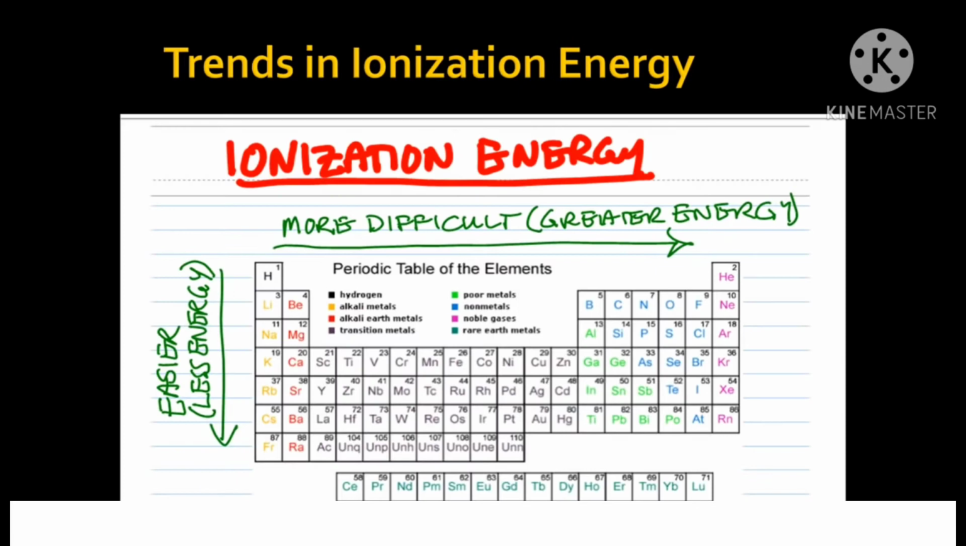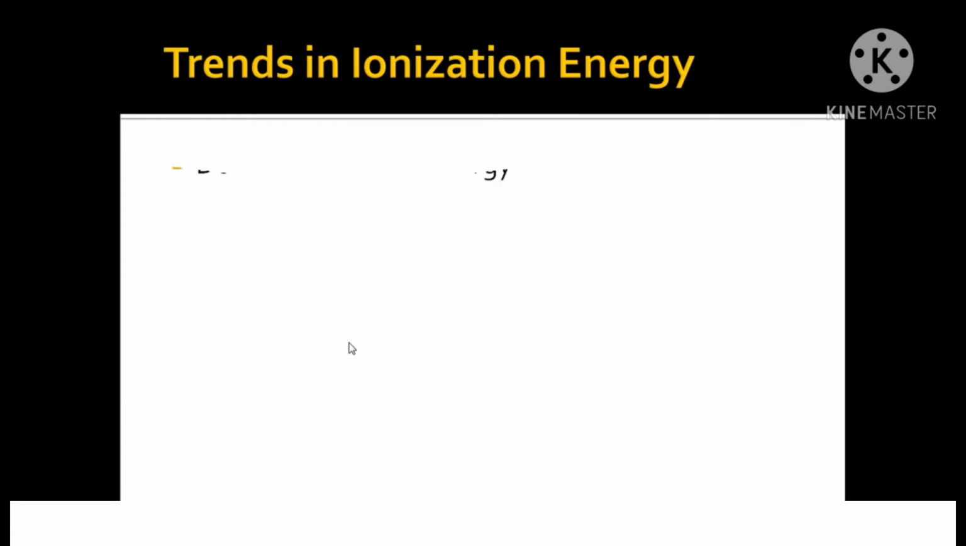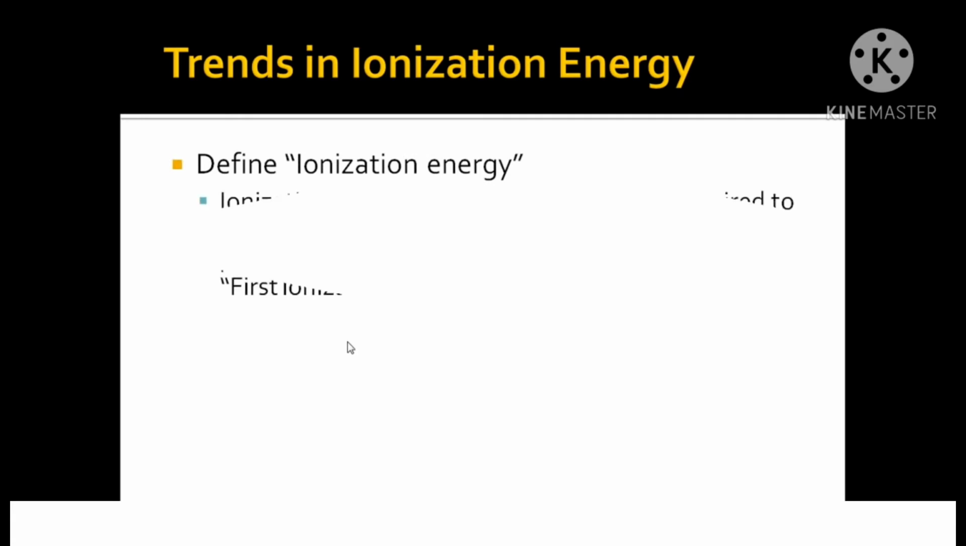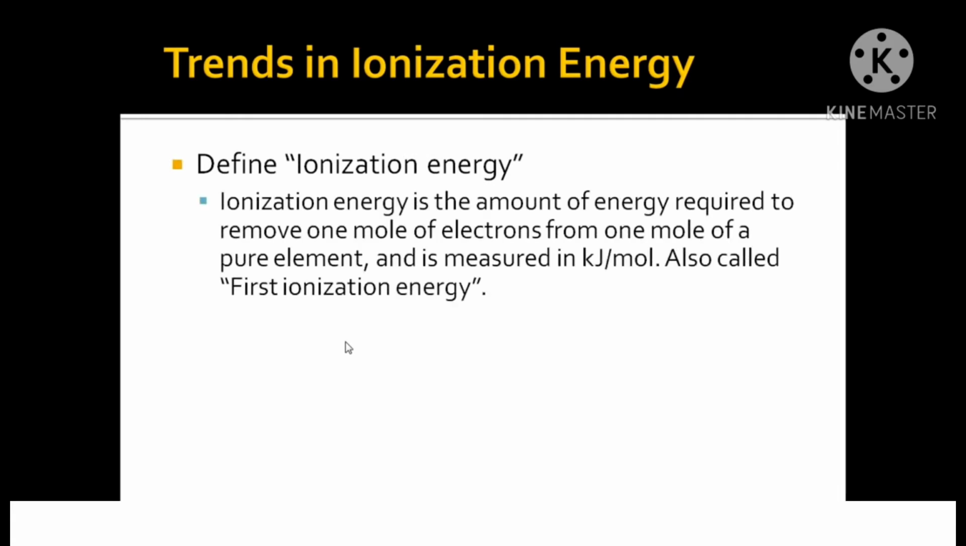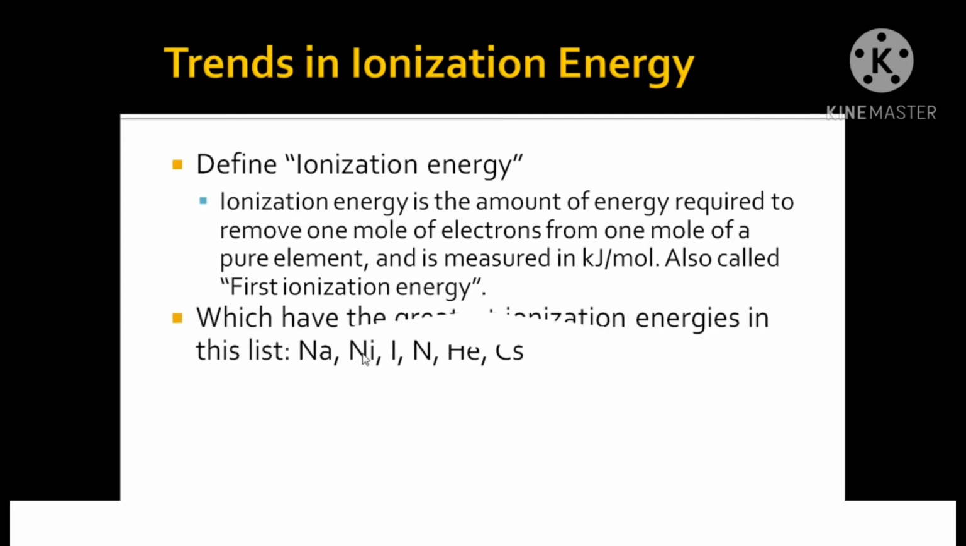And that's rubidium. Now, ionization energy, remember this is the ability to remove an electron from a neutral atom. So it gets more difficult to do as you go across a row, but as you go down a family, down a column, it gets easier and easier. So that's the trends in ionization energy. And let's see if we can come up with a definition of this. Ionization energy is the amount of energy required to remove 1 mole of electrons from 1 mole of a pure element and is measured in kilojoules per mole. It's also called first ionization energy.